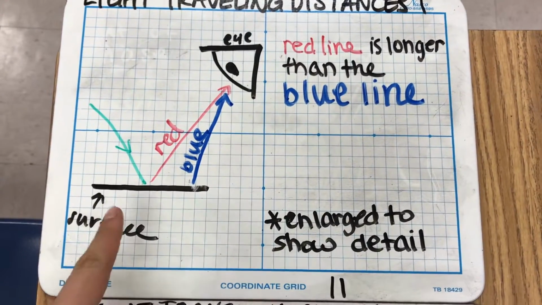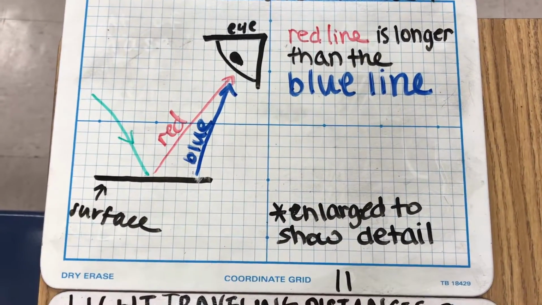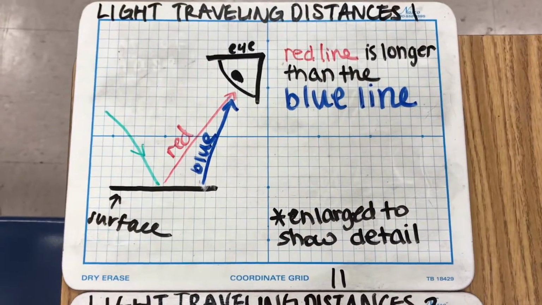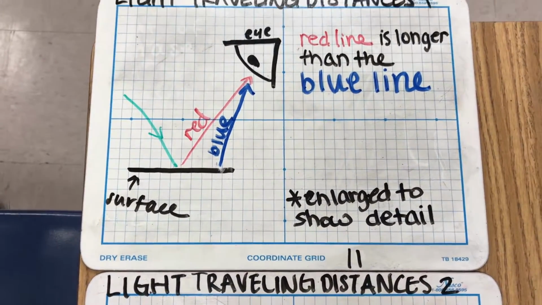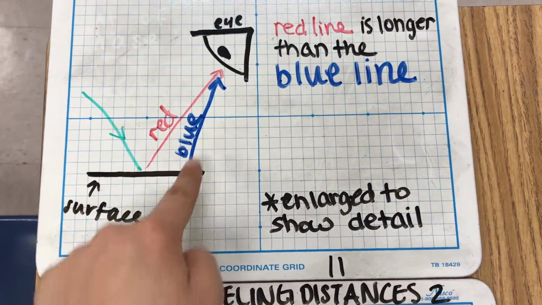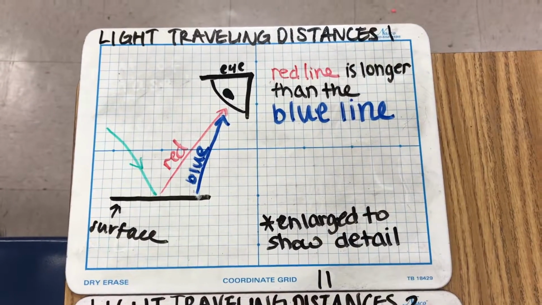We see light that is reflected off of the surface, and the light reflects from different points, but it all comes back towards your eye. This means that the different waves of light have different wavelengths when they reach your eye. So this red line is longer than this blue line because of how triangles work.